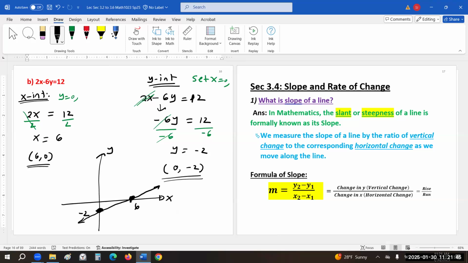Now 3.4 talks about slope and rate of change. So in our last class, we talked about slope a lot. Like I kept saying, well, slope is this, slope is that. Now you're going to know what that slope is, what slope tells us. So in math, the slope is a number that tells us how steep a line is when you walk from your left side to the right side.